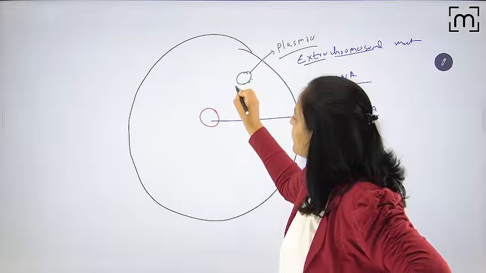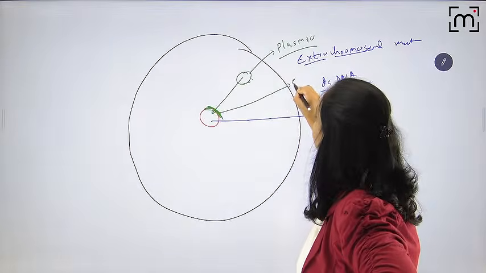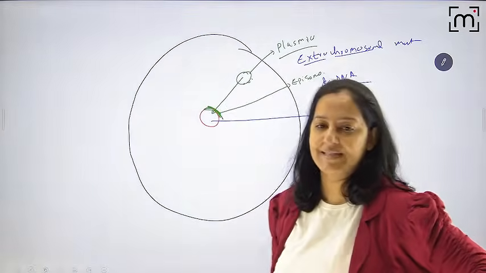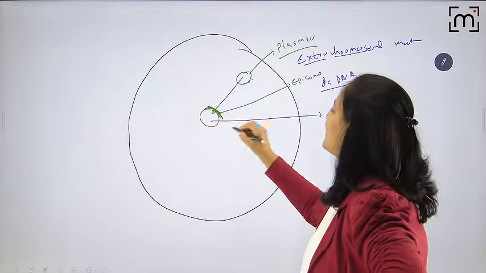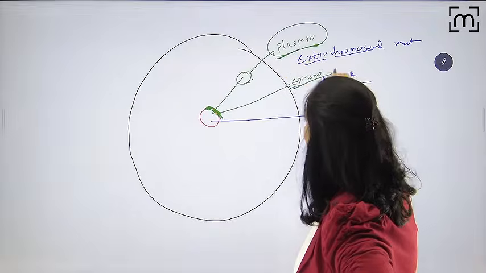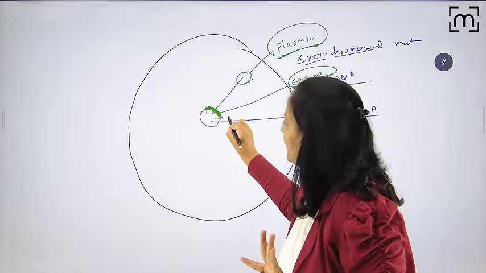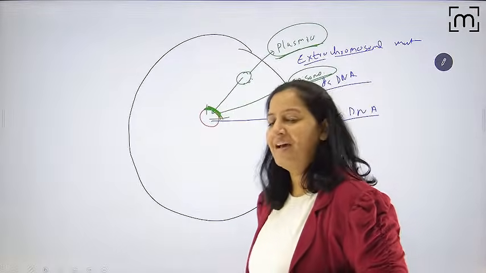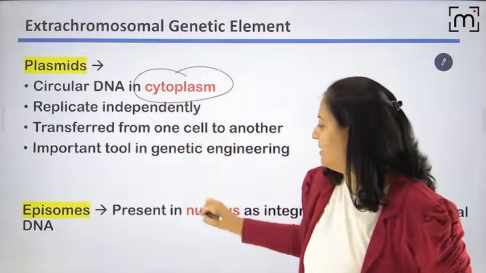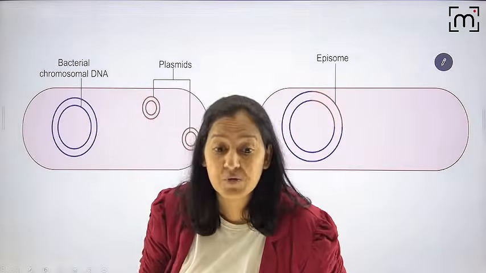Once this plasmid comes and merges with the nucleus, integrating with it, the same plasmid is known as episome. The same plasmid is known as episome. So episome and plasmid are the same. This is present in the cytoplasm; this is present in the nucleus. Once it merges with the nucleus, it is not a part of the chromosome. It is still separate. It is extra chromosomal. So please learn the concept of plasmid and episome. Plasmid in cytoplasm, episome integrated with the chromosome in the nucleus. So that is extra chromosomal genetic material.